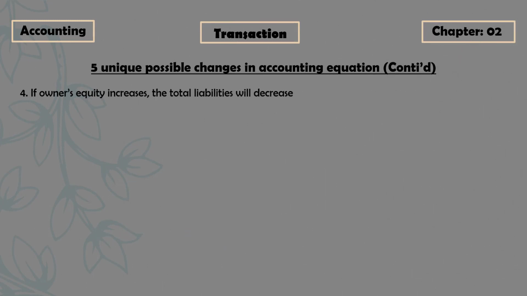Here is number 4. If owner's equity increases, the total liabilities will decrease. So we can say that owner's equity is denoted by upward arrow, that is owner's equity increases and thus liabilities decrease. This is because both L and E fall on the right side of the equation. So if one element increases, the other element must decrease. Okay, let's see an example.